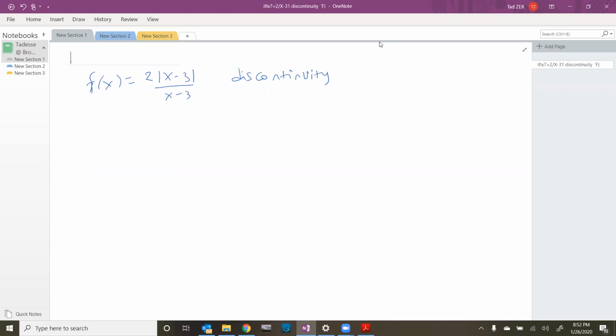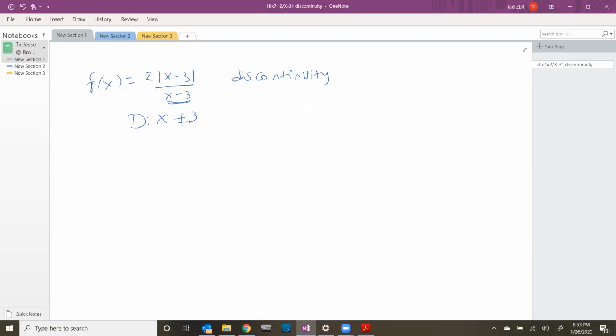So let's see this example, which says for a function f of x equal to 2 times the absolute value of x minus 3 over x minus 3, find the interval where f is discontinuous, or find the interval where this function is continuous. Just by looking, you can see that the domain of this function is defined for all x except when the denominator is 0, which is 3. So that is the candidate for discontinuity point.